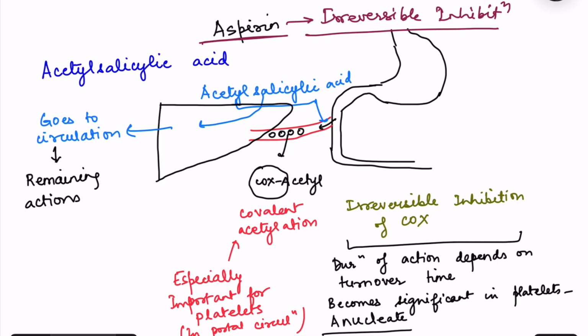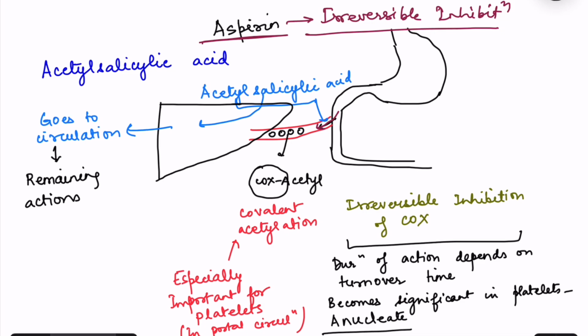So what happens? As aspirin is getting absorbed from the intestine, you see, aspirin is acetylsalicylic acid. So in the portal circulation, this acetyl part gets attached to the COX of the platelets, right? In the portal circulation, platelets will be there. So there is acetylation of the COX enzyme of the platelets, and this is covalent acetylation, that is irreversible, and this is especially important for platelets. So there is irreversible inhibition of platelet COX action. And the amount which goes into circulation will also cause some irreversible inhibition of COX in different tissues.